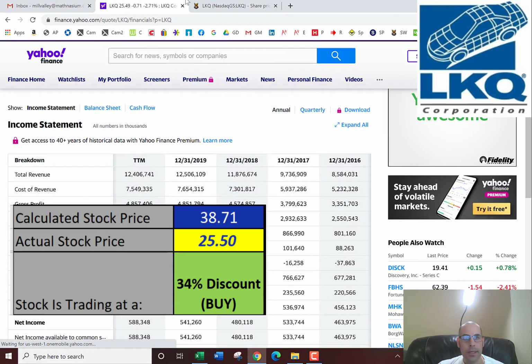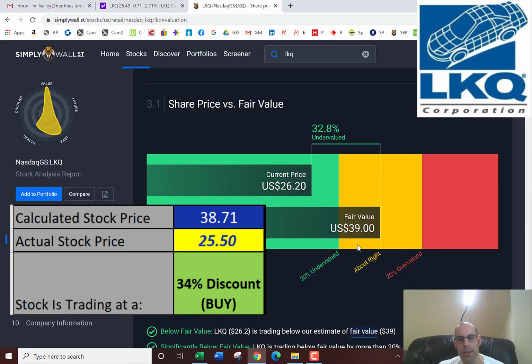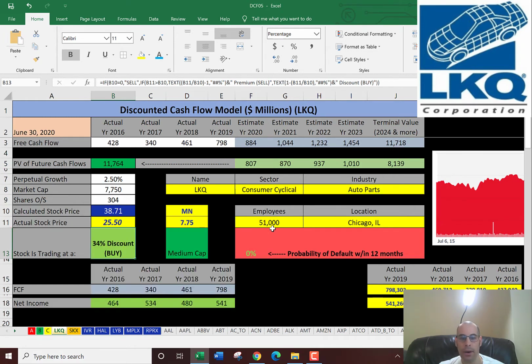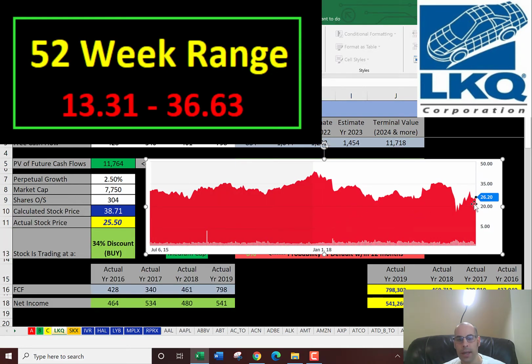Let's see what Simply Wall Street says the company's worth. They say it's $39 even, which is really close to what I'm saying. So apparently on this particular company, our models are in sync. Let's look at the historical stock price over the past few years. So it looks like it touched around $40 maybe 2-3 years ago. It's been trading in a fairly tight range between 20 and 35 for a while now.